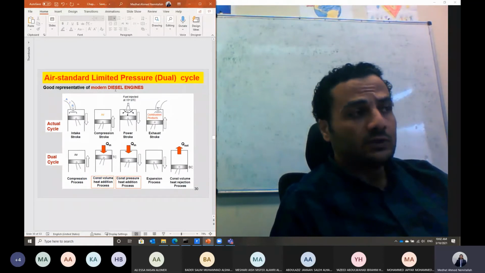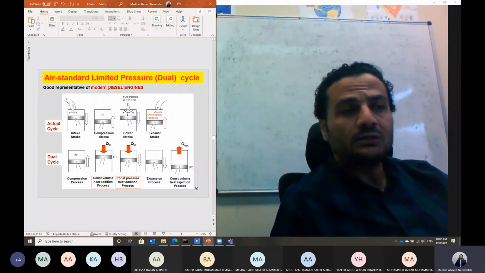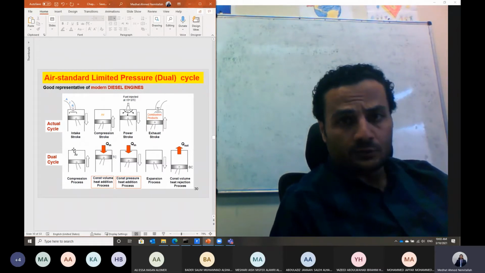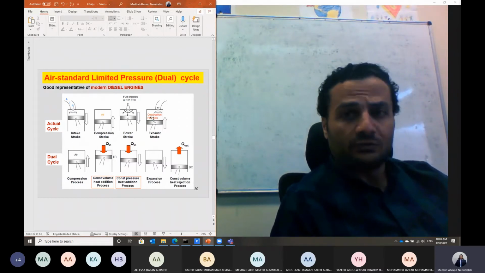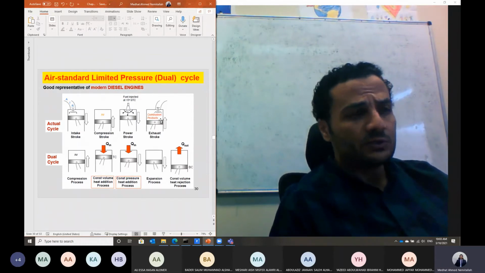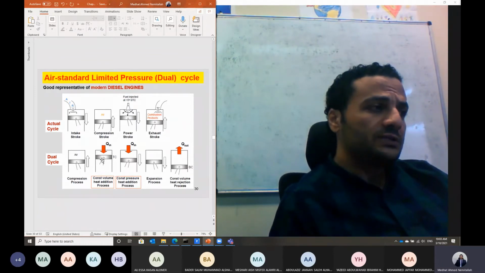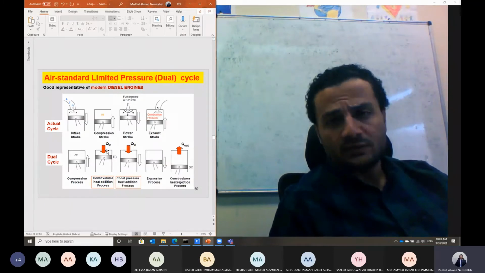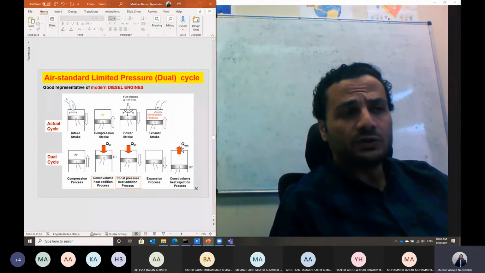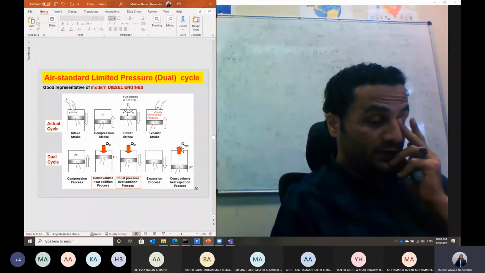Still, even for the dual cycle, it is an air standard cycle. In this case, we don't consider that we have intake or exhaust valves. We consider that we don't have fuel. The system is totally closed, and instead of combustion, we just add heat, and instead of the exhaust stroke, we reject heat to the atmosphere.